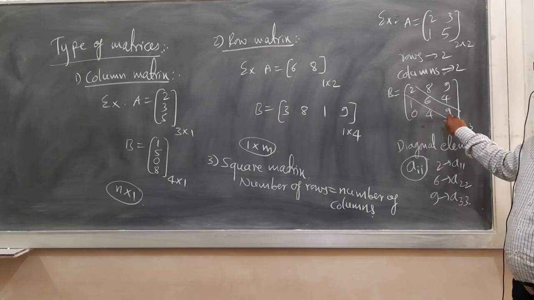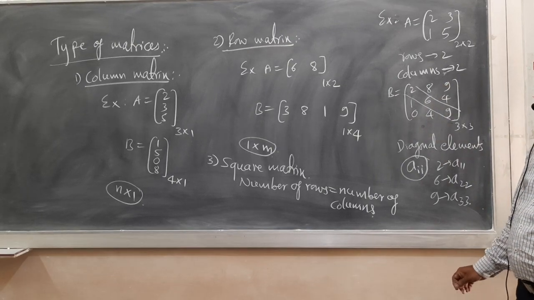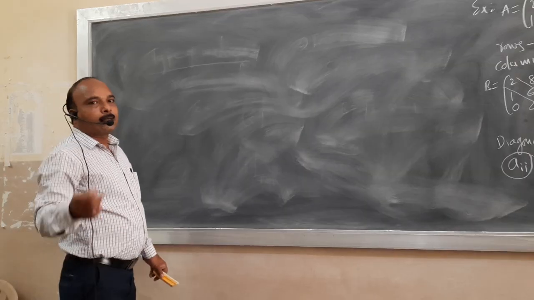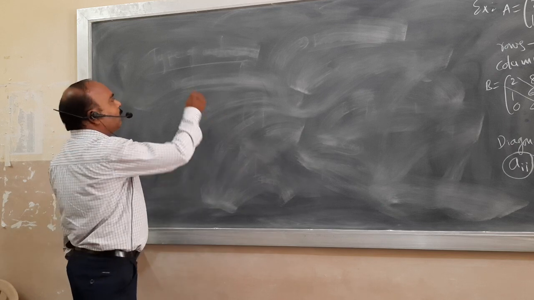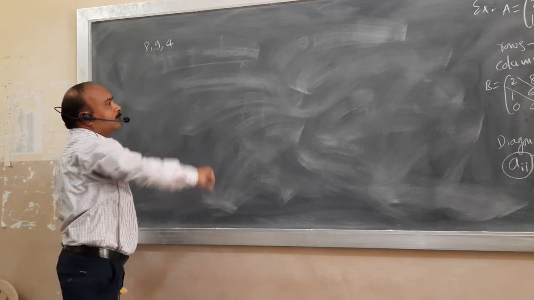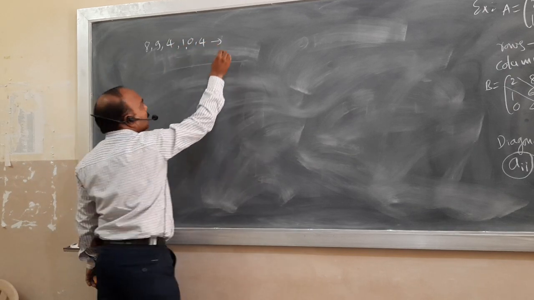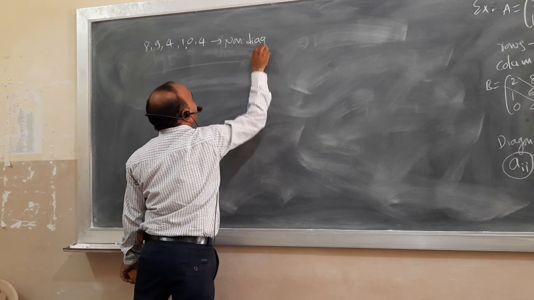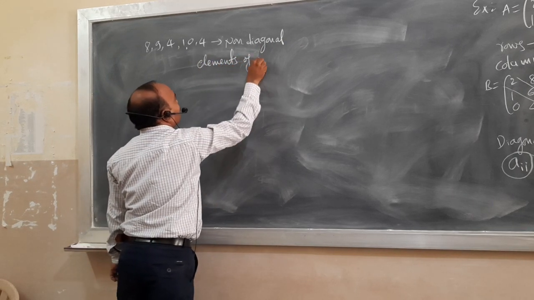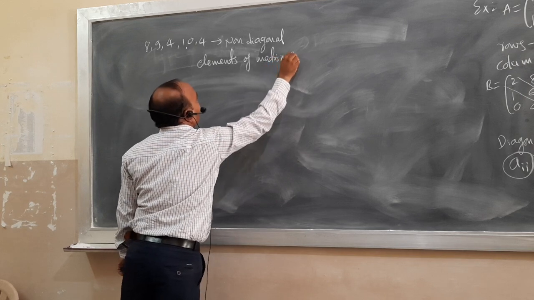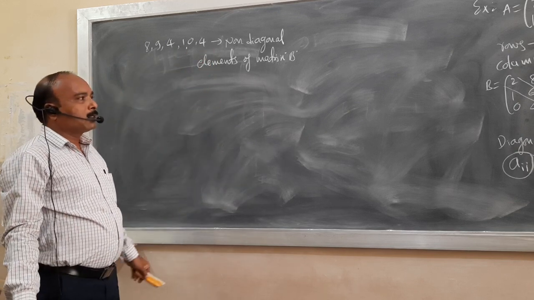And this line is called the principal diagonal of the square matrix. The remaining elements are called non-diagonal elements, that is, the elements other than the diagonal elements. Here 8, 9, 4 and 1, 0, 4 are the non-diagonal elements of matrix B.